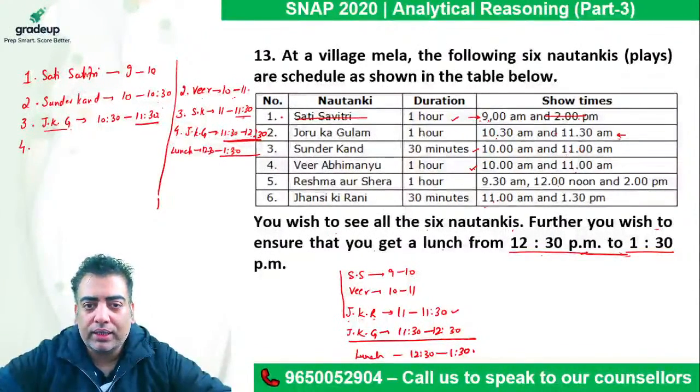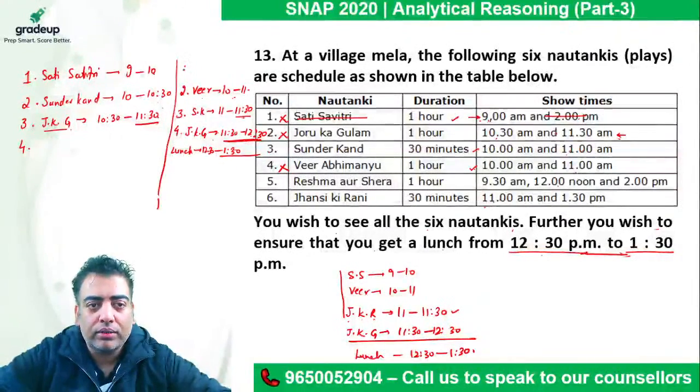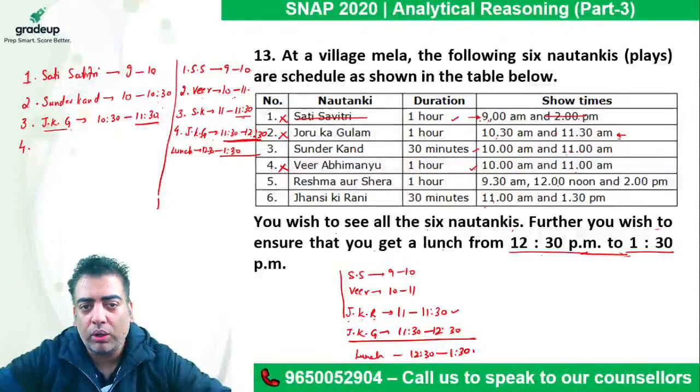So in both the cases, Sati Savitri is gone. In both the cases, Veer is gone. In both the cases, Joru Ka Gulam is gone. Right. So here first is Sati Savitri from 9 to 10. Let's focus on this case now. But all options are left for me. So I have seen Sundarkand also. So the options left for me here are Reshma or Shera and Jhansi Ki Rani.